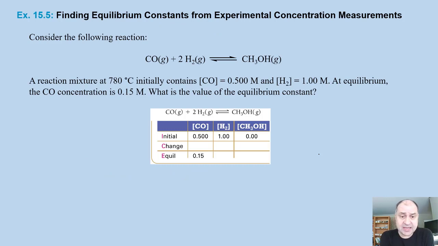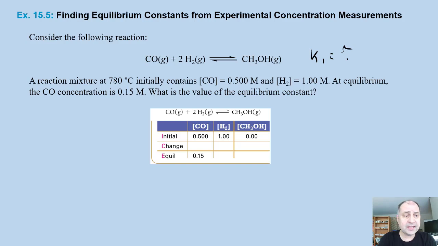Cranking things up, making things more complicated. Let's use the equilibrium constants and see if we can relate and calculate concentrations of reactants and products at equilibrium. So, consider the reaction: carbon monoxide and hydrogen gas forming methanol. We already saw this reaction. It has an equilibrium constant.